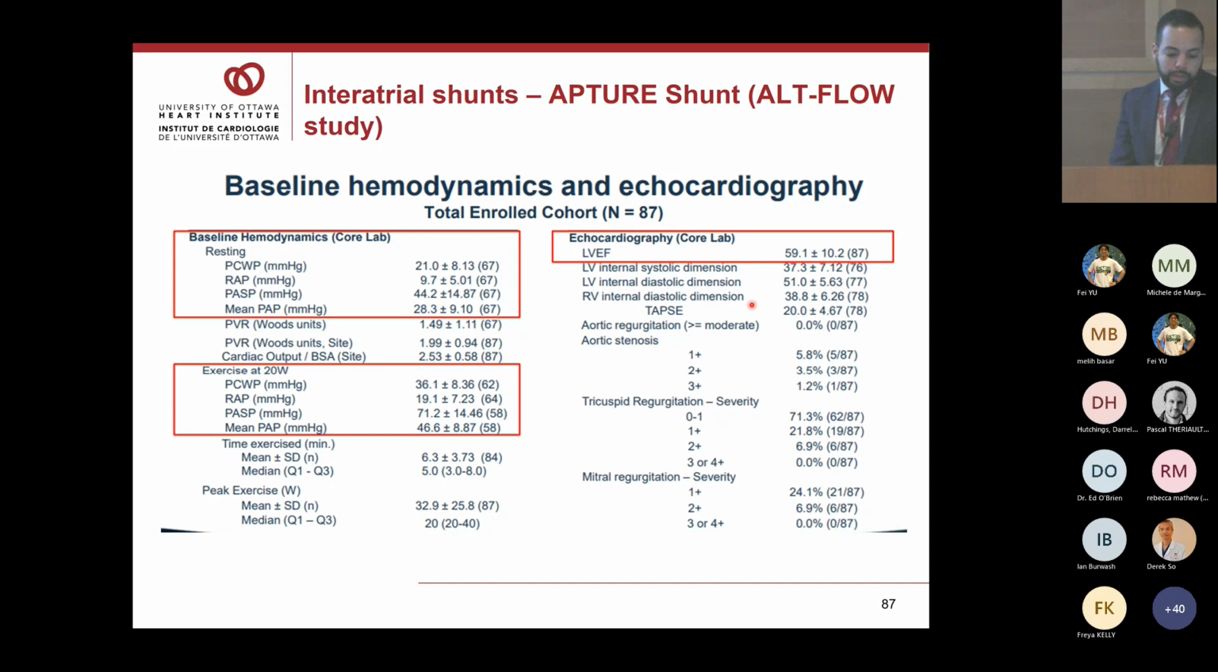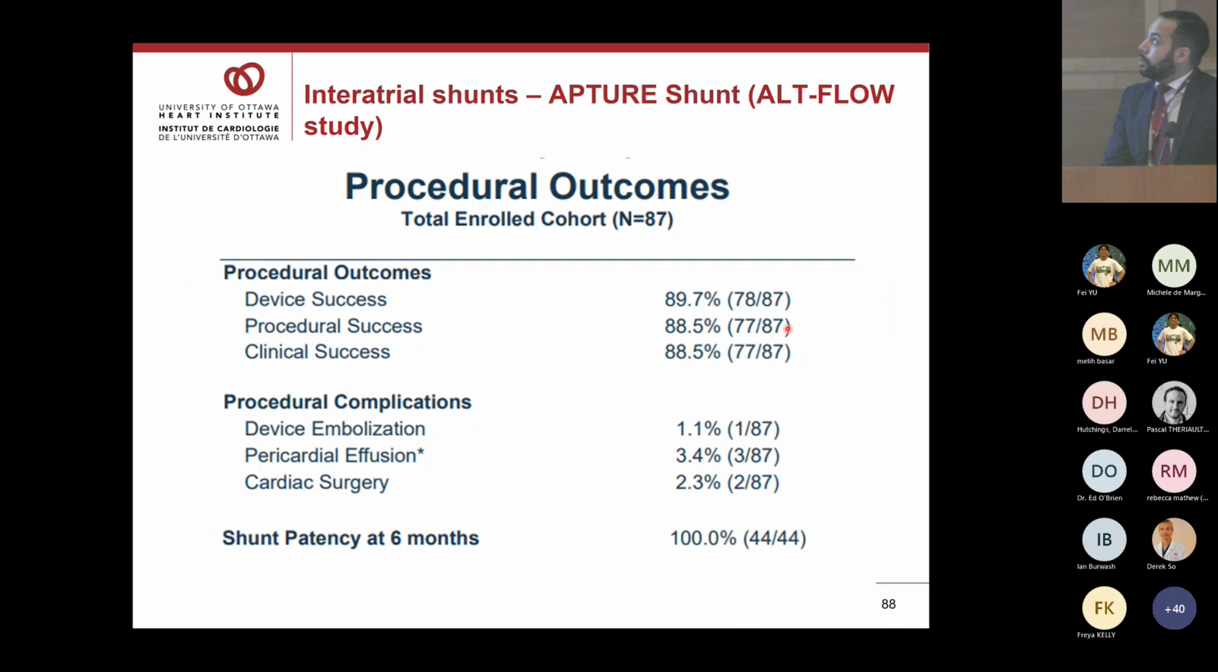And in terms of baseline hemodynamics, elevated left atrial pressure. So mean wedges of 21 at rest and 36 at 20 watts of exercise. So in terms of safety of this device, the device was implanted in 90% of patients successfully with a low rate of procedural complications. So one patient with a device embolization, 3 patients with a pericardial effusion, and only 2 patients requiring repeat intervention with cardiac surgery.